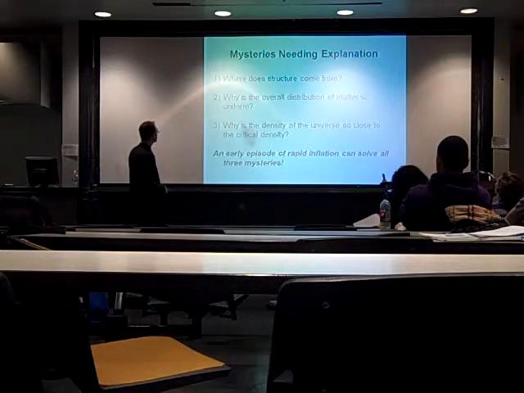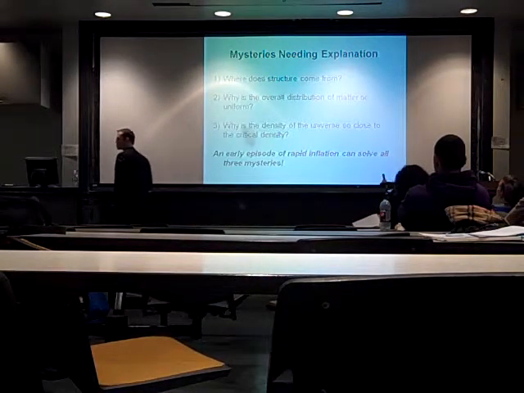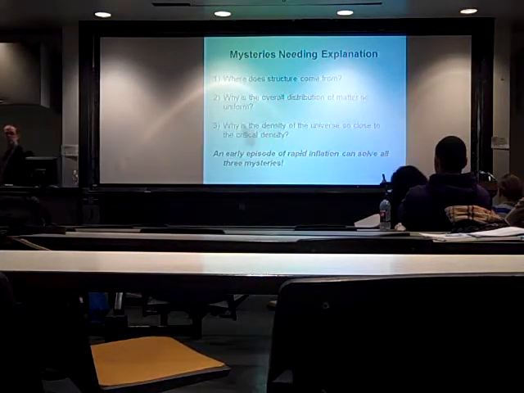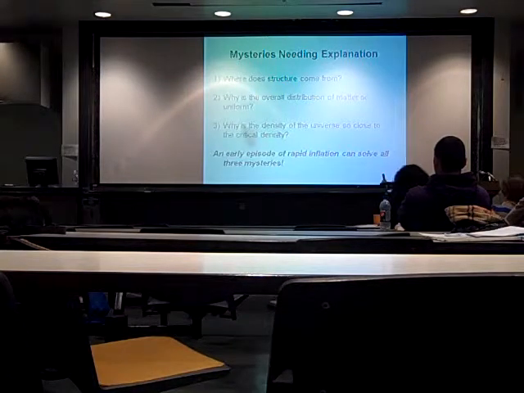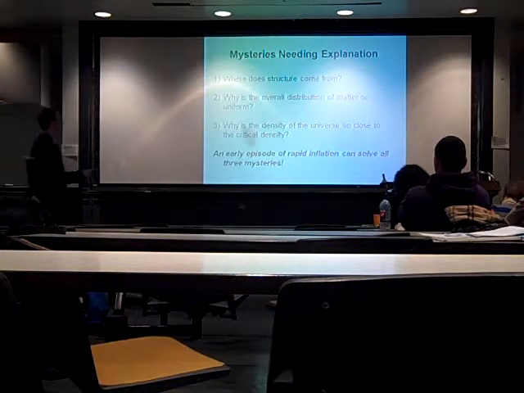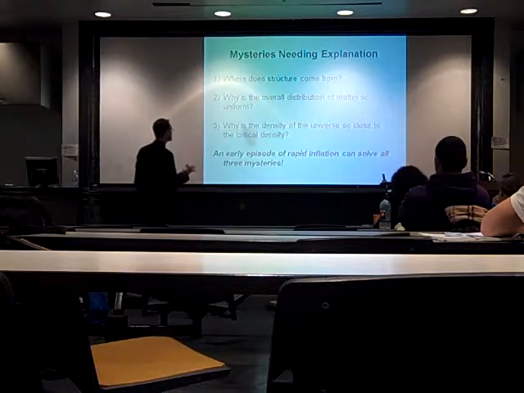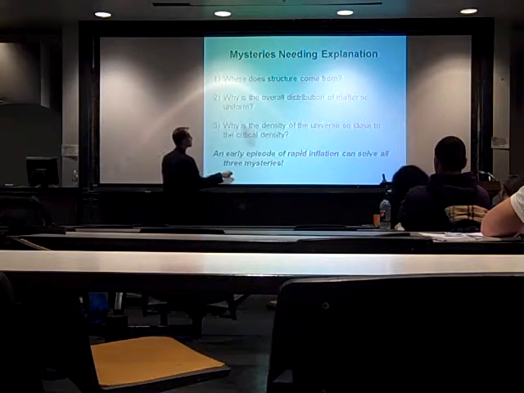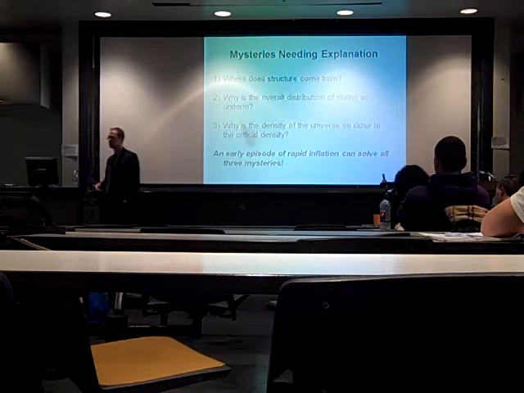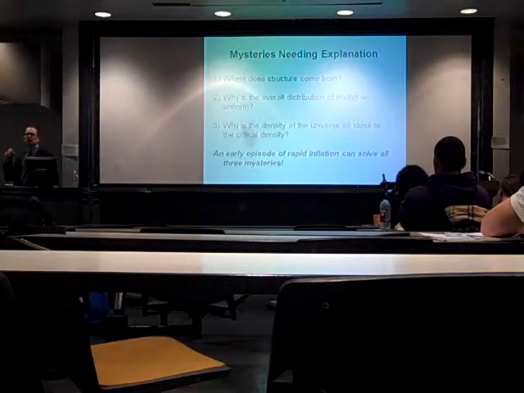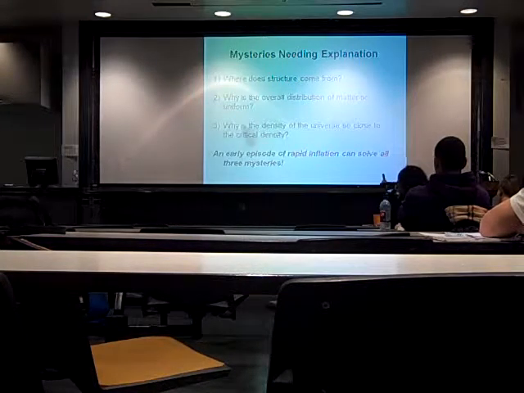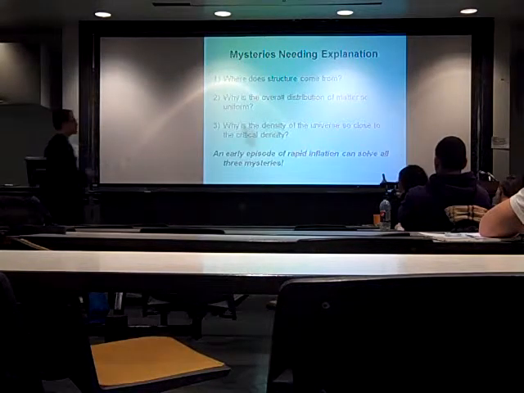Okay, so quickly, there are still some mysteries that need explaining. First of all, where does the structure in our universe come from? Why is the overall distribution of the matter so uniform on the very largest scales? And why is the density of the universe so close to what we call the critical density? That early episode of rapid inflation I talked about, and I've been stressing, is what solves a lot of these mysteries for us.